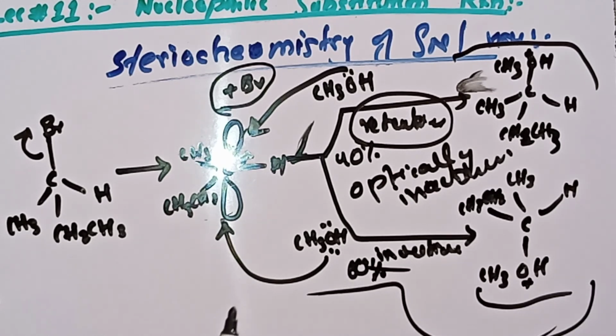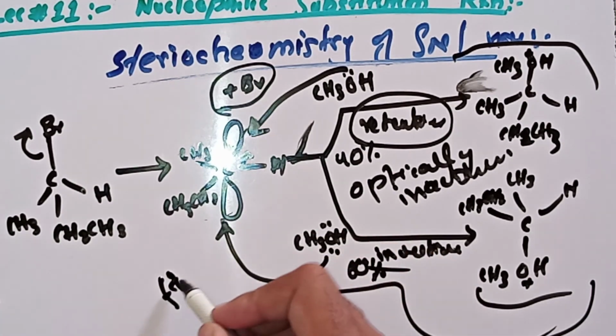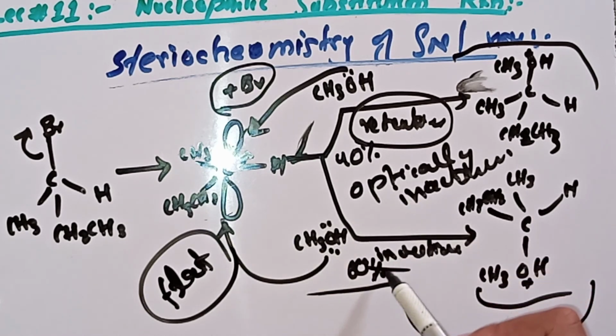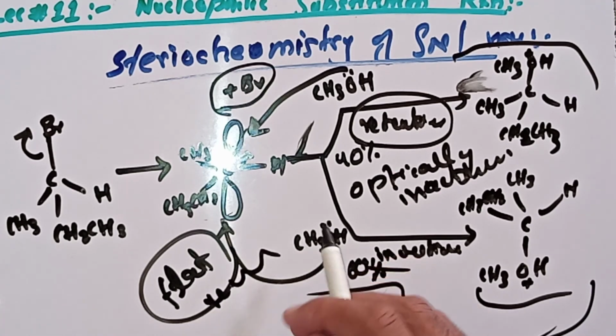In most cases, but there are also lots of cases where a flat carbocation is present. In the case of flat carbocations, the ratio of retention and inversion will be 50-50%. So racemization occurs where a flat carbocation is present. This is all about stereochemistry.